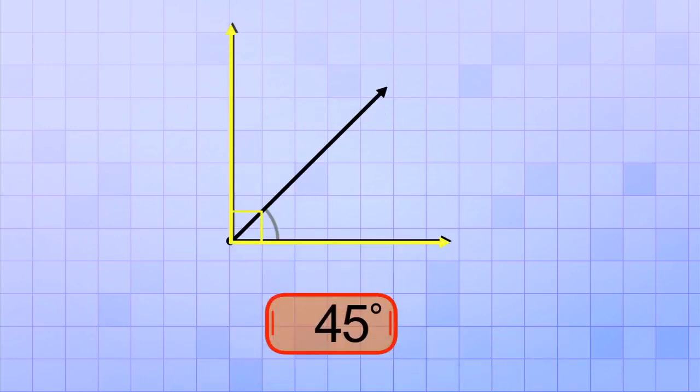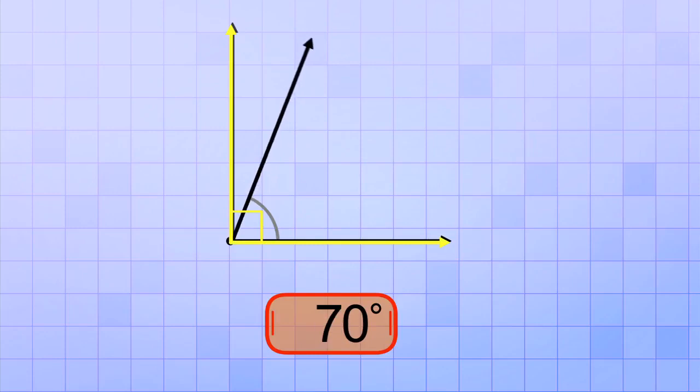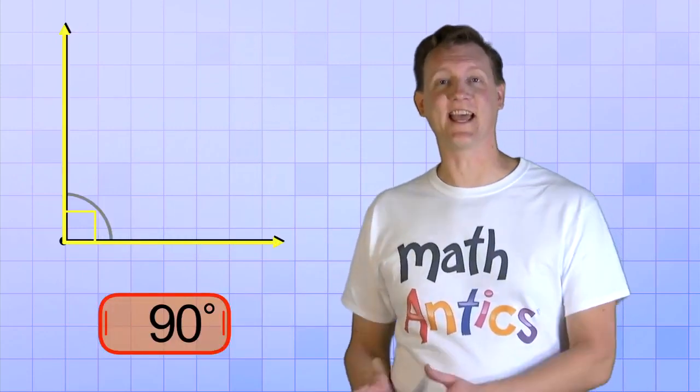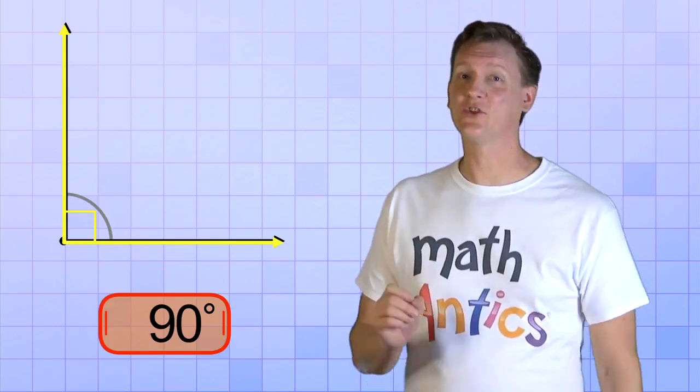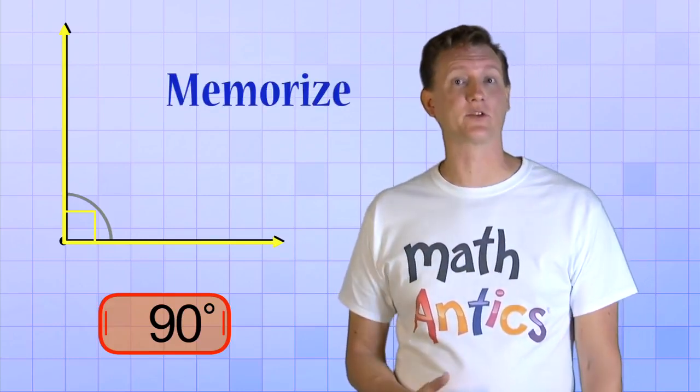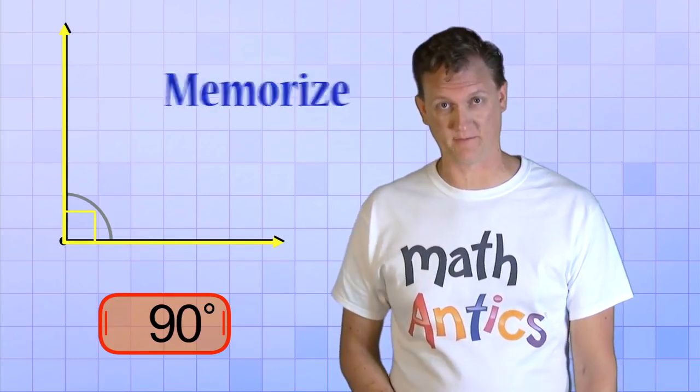If we draw a right angle in the same spot, you can see that our ray cuts it into 2 equal parts. So if 45 degrees is half of a right angle, can you guess how many degrees a right angle is? Let's keep on rotating to see if you're right. 50, 60, 70, 80, and 90. Yep, a right angle is exactly 90 degrees. And that is super important to memorize because right angles are used all the time in geometry.